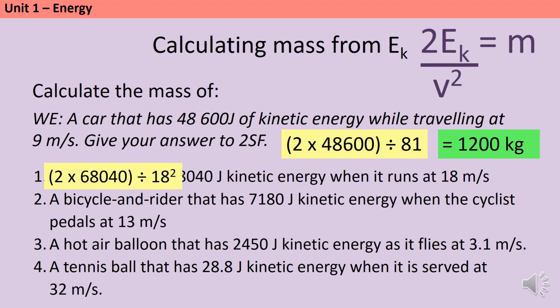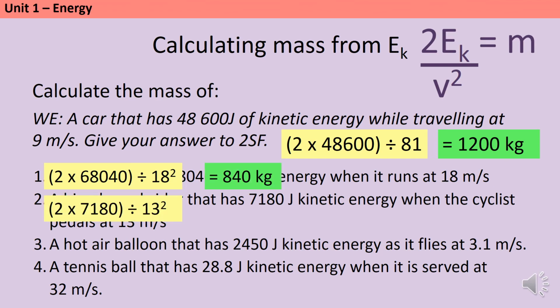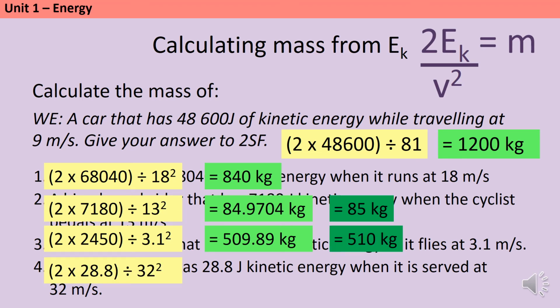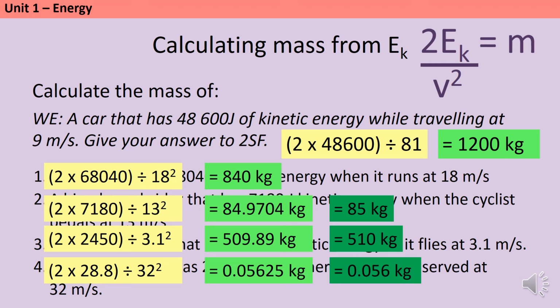For question 1, we get an answer of 840 kilograms. For question 2, 84.9704, so we're going to round that to make 85 kilograms. For question 3, 509.89 kilograms, which rounds to 510. And for question 4, 0.05625 kilograms, which rounds to 0.056.